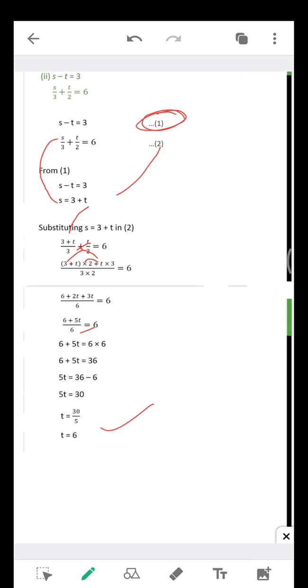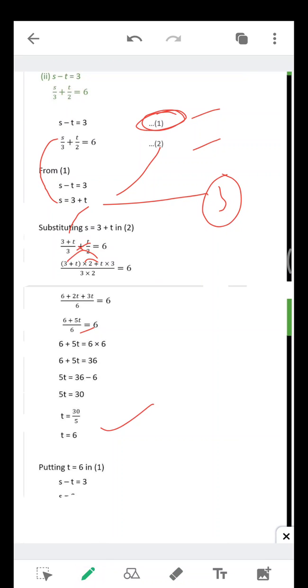Now this t value you can substitute in any of the equations. As I said, you can substitute in 1, you can substitute in 2, you can substitute in this one also, 3, you can name it as 3. Okay, so let's substitute in any one of those. I am substituting in equation number 1.